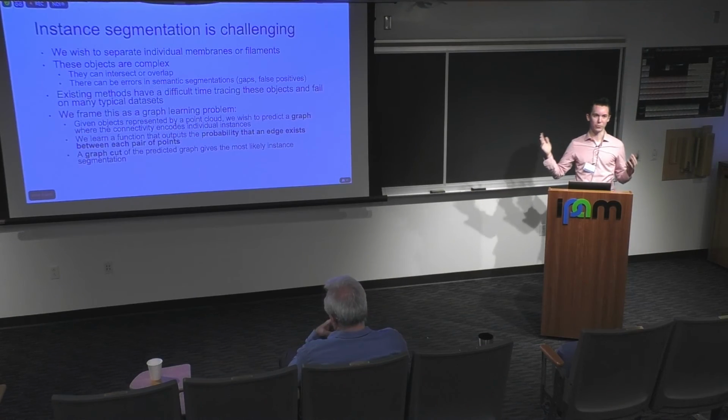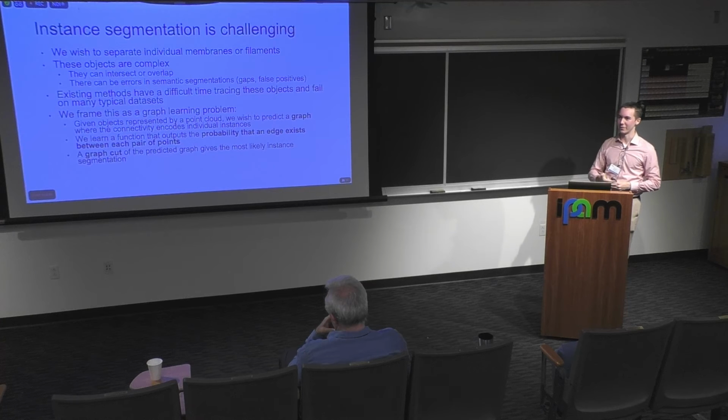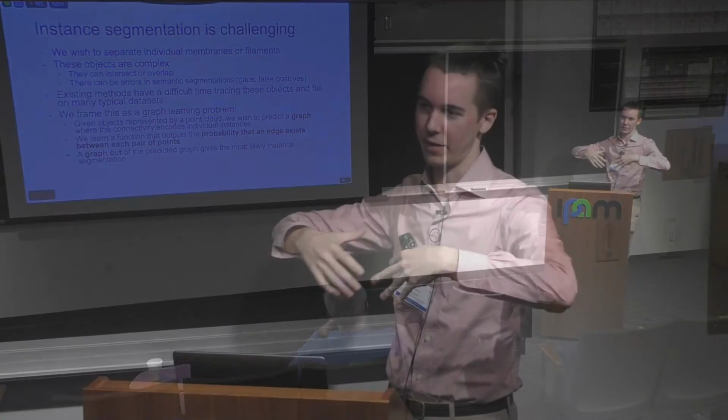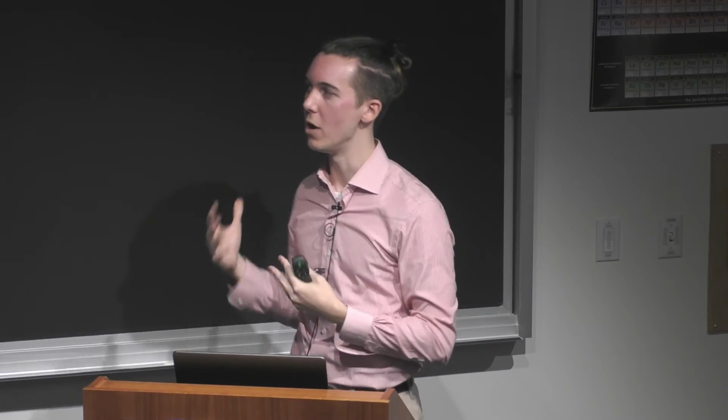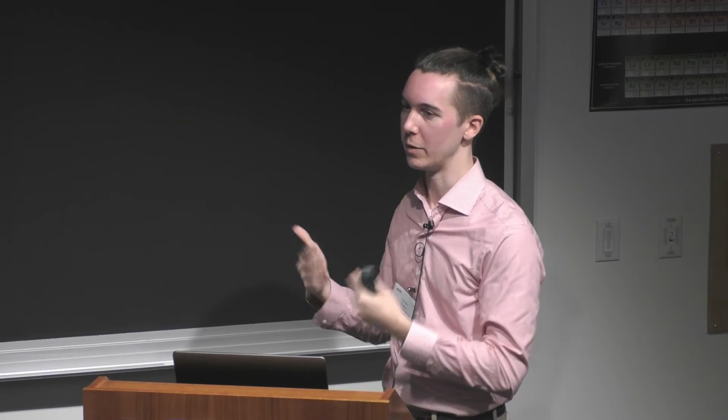There are tools like Amira for doing this. There's multi-curve fitting, but they have a very hard time in crowded environments like this. So what we're going to do is think about this as a graph learning problem. Basically, if we have some point cloud of locations in membranes or locations in filaments that tiles all of my data, but I don't know which points belong to which individual object instances, then we can think about this instance segmentation problem as a graph prediction problem.